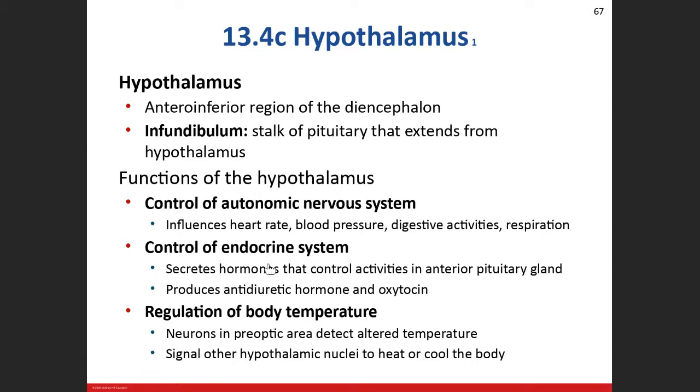Also in the hypothalamus we have secretion of antidiuretic hormone or ADH and oxytocin, and you will learn about these hormones later in A&P 2. The hypothalamus can regulate body temperature. The neurons in the preoptic area detect altered temperature and signal other hypothalamic nuclei to heat or cool the body. So the thermoregulatory center is located in our hypothalamus.